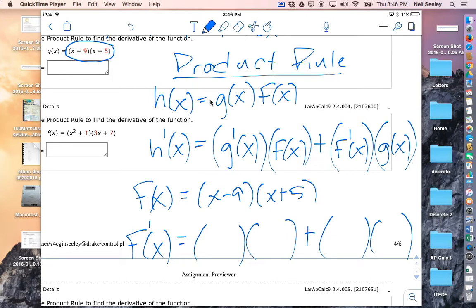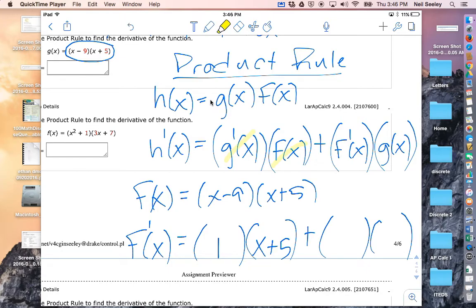And so if you remember, the first one is the derivative. So I'm going to highlight them as I go along. g prime of x, I'm going to do that first. Okay, so that's going to be the derivative of the first. Hey, that's just 1. The derivative of x minus 9 is 1. Times the second unchanged, f of x, don't even touch it. Don't even touch it. Okay, x plus 5.